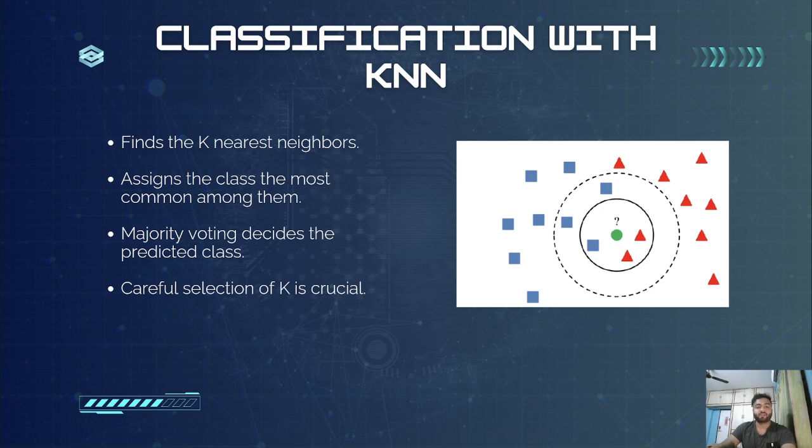However, the choice of k is very important. Too small and the model becomes sensitive to noise. Too large and it may include points from other classes. Finding the optimal k is key to building an effective KNN model.